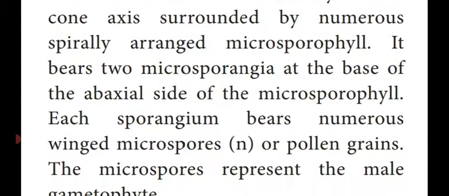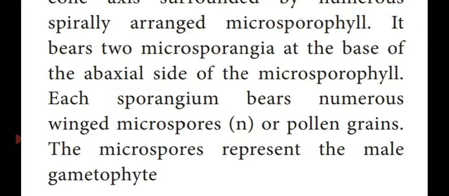Each sporangium bears numerous winged microspores. I told you, wing-like structure on pollen grains. So this microspore afterwards develops into the male gametophyte. Another important character is that winged microspores are produced. They are lightweight, so wind pollination is possible in the pinus plant. Okay. So the microsporangia are produced at the base of the backside of the microsporophyll, which contains two microsporangia. One is on the left side, another one is on the right side.